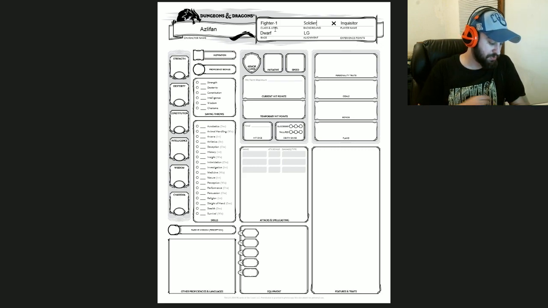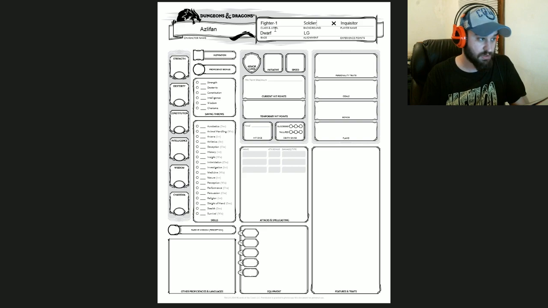So here we read, your dwarf character has an assortment of ironborn abilities, part and parcel of dwarven nature. Ability score. Your ability score increases, your constitution score increases by 2.